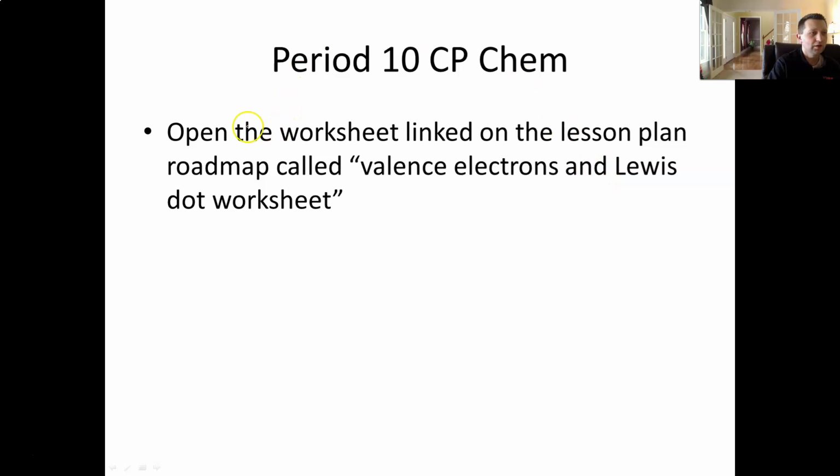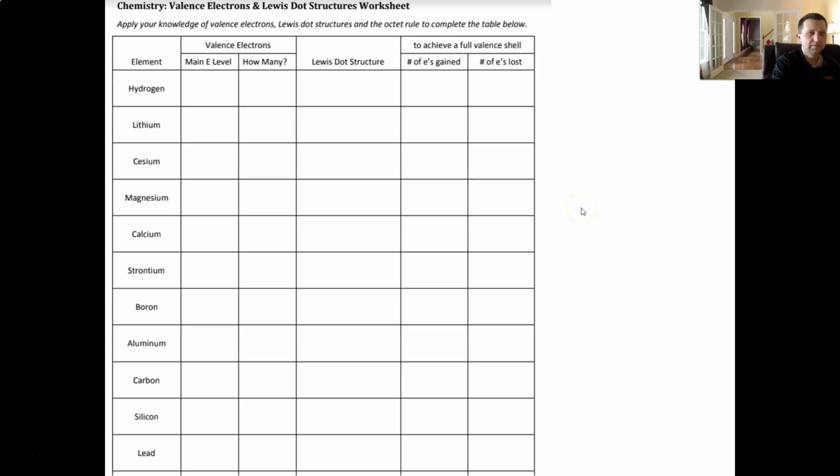Okay, so on the roadmap there's a worksheet called Valence Electrons and Lewis Dot worksheet. I want you to open that up, and I'm just going to walk you through a couple of them to get started here. So this is what the worksheet looks like, and this goes back to our lesson on the last time we had class where we had to look at something called a Lewis dot structure and valence electrons. So there's a bunch of elements on the left-hand side in that column. I'll just pick and choose a couple of them here for you, and we'll work through how we solve these things. So let's do lithium. Let's do that one first.